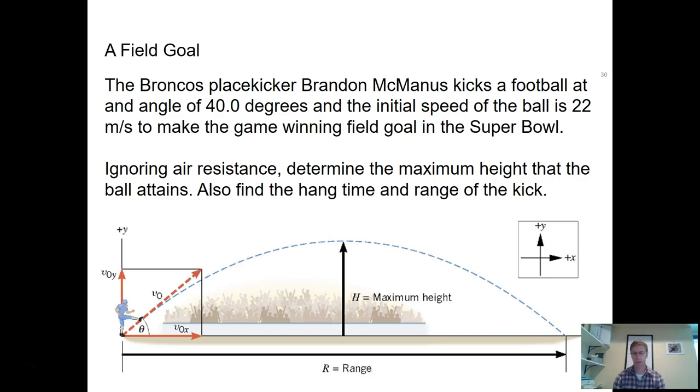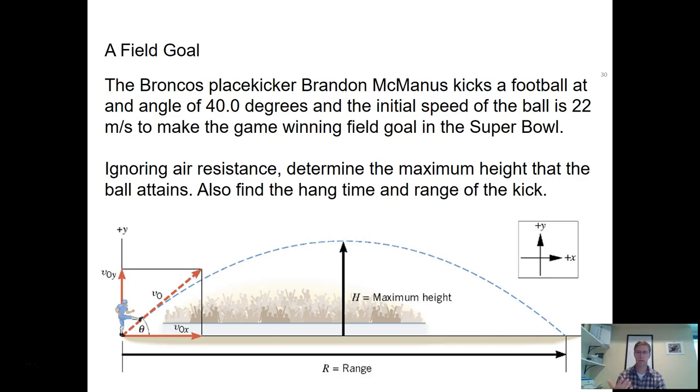Anyway, let's imagine that our place kicker at the time, Brandon McManus, was trying to kick a game-winning field goal. So, he's going to kick the ball and he's going to hit it so that it has 22 meters per second as its initial velocity, and that it's moving off of his foot, at least initially, traveling at a 40-degree angle.